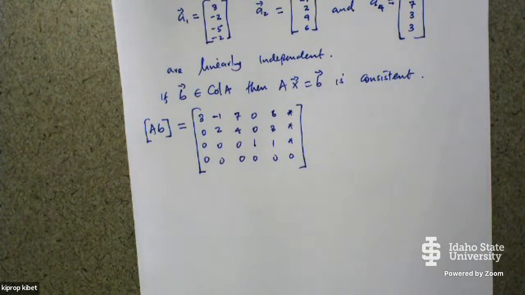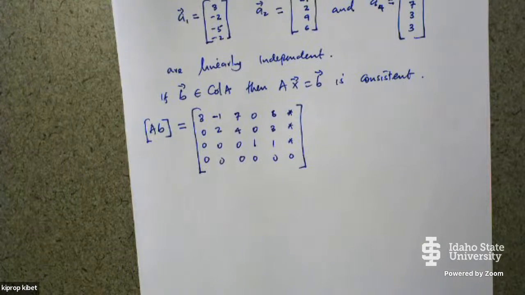So when we reduce this, we put this on augmented matrix form, and then we can find that this is our pivot position, this is our pivot position, and this is our pivot position. Those are the pivot positions.